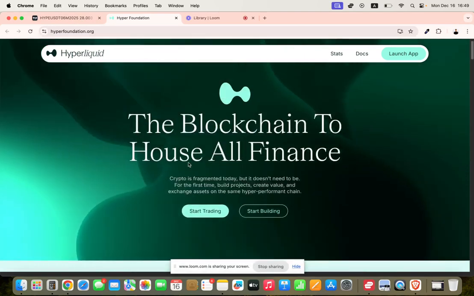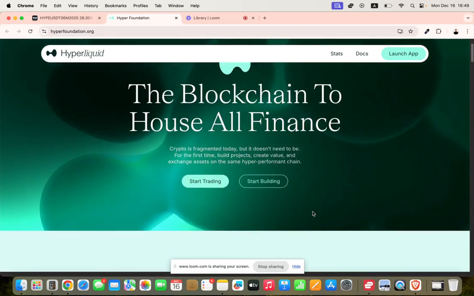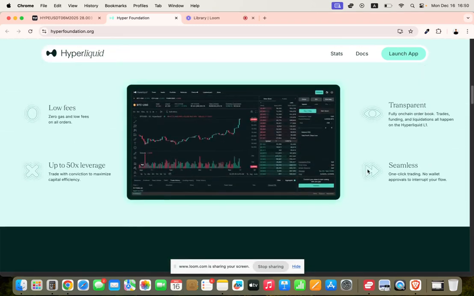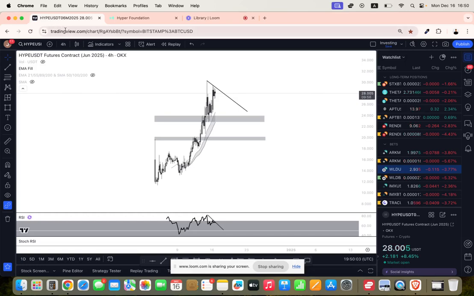So yeah, I'm not really a fundamentals guy. I'm a technicals guy, but the website, I mean, it does look pretty good. Their mission is pretty clear as well, which is good. But we want to focus today on technicals because this is what I am good at. So we don't have a lot of data, unfortunately. We've got Hype USDT on the OKX exchange. We're looking at the 4-hour time frame here.